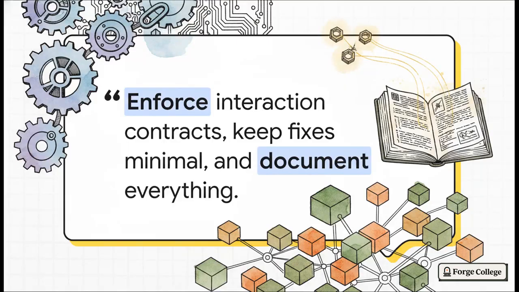I want you to burn this quote into your brain. Enforce interaction contracts, keep fixes minimal, and document everything. This is the core ethos for Web3 developers building complex, composable architectures. It's not just about making the code work on the happy path, it's about rigorously defining what happens when things go wrong and maintaining absolute discipline whenever you're modifying a live ecosystem.